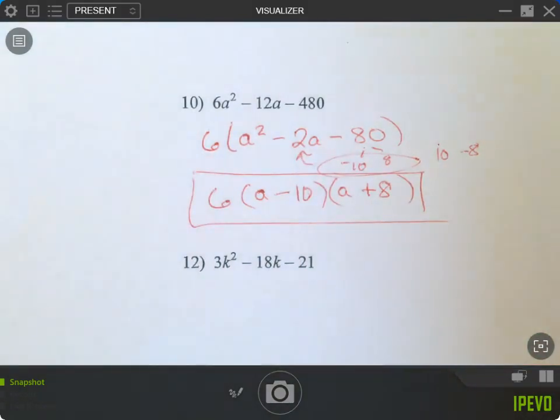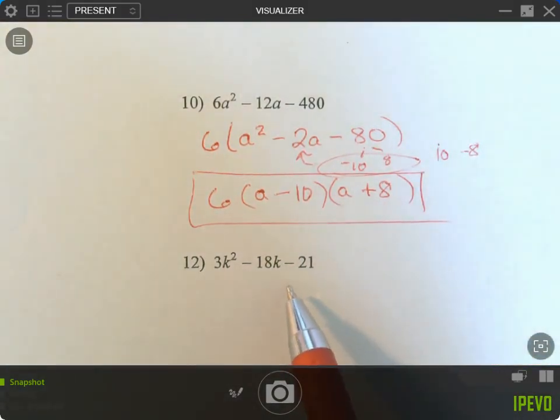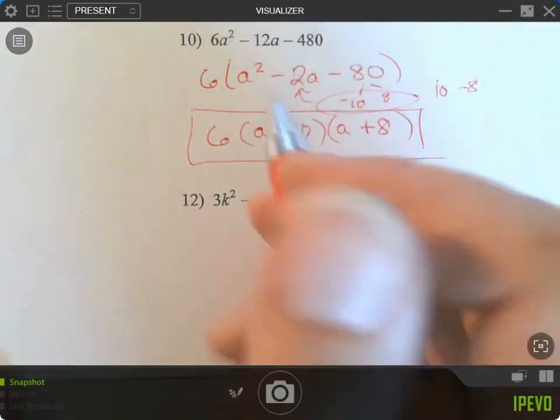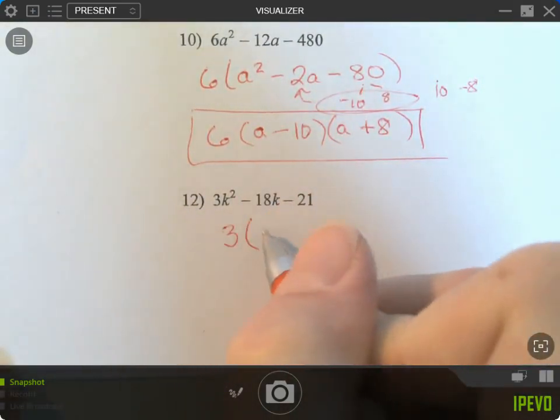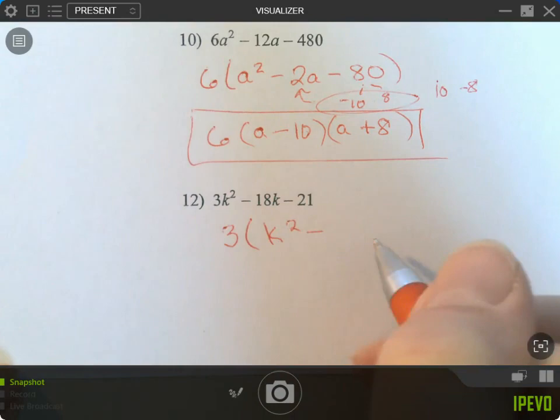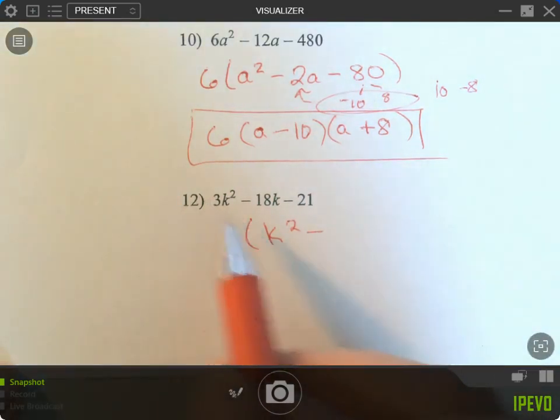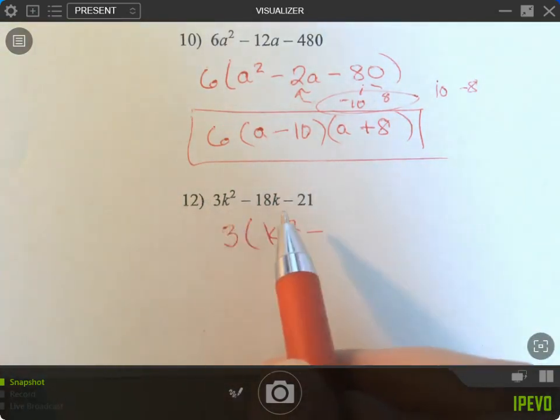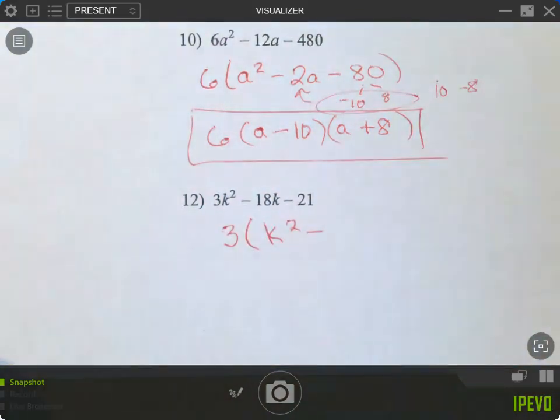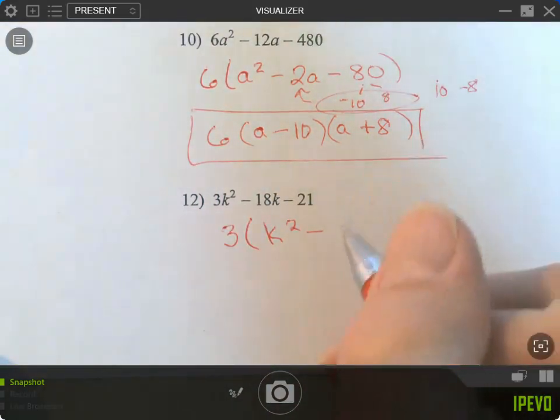Yes. Okay. Now, I know you said 12. Do you still want to see 12? Yep. Yes. 3 comes out. And guys, you want to take out the GCF. It makes it a lot easier. You can factor it without taking out the GCF, but you're going to do a lot more work, and you still have to take it out later. So take that out first.